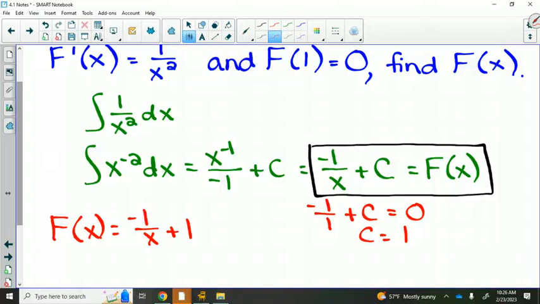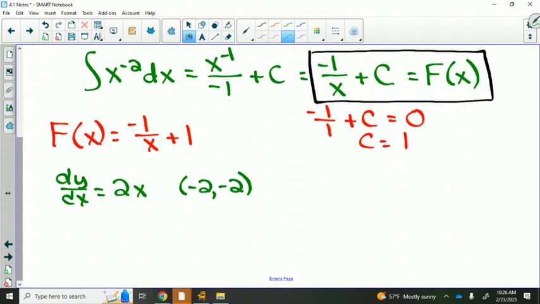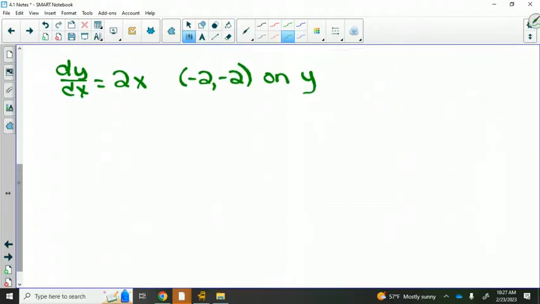Okay, let's try another one of these. I'm going to write it a little bit differently. dy/dx equals 2x, and we have the coordinate negative 2, negative 2 on y, so on our original. So we have our derivative. We're going to work backwards to find our original, and then we have a point that's on the original.